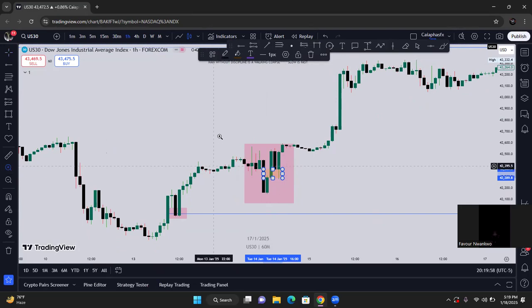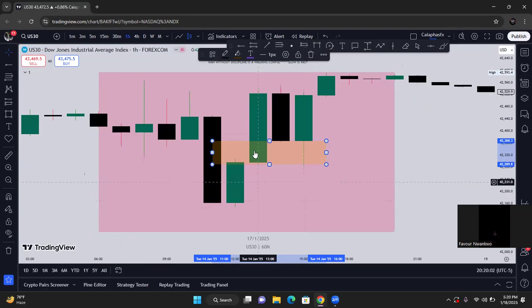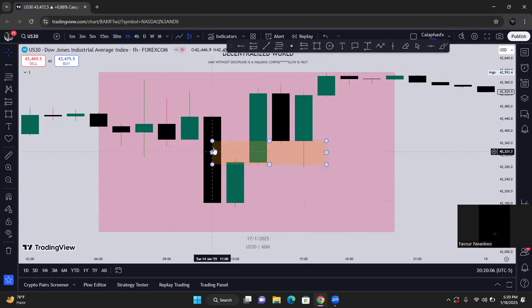Then I was like, it's also New York time. That was during New York again. Then I had to start placing my entry here. The market just went right through the entry, right through the SL. Then I got stopped out.